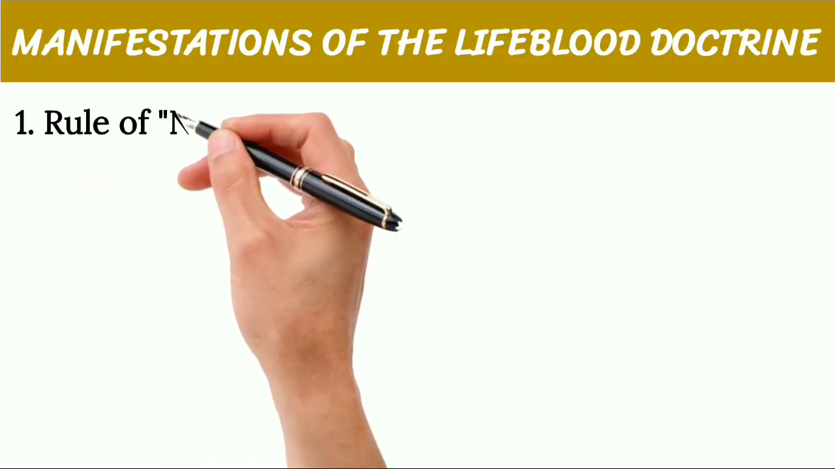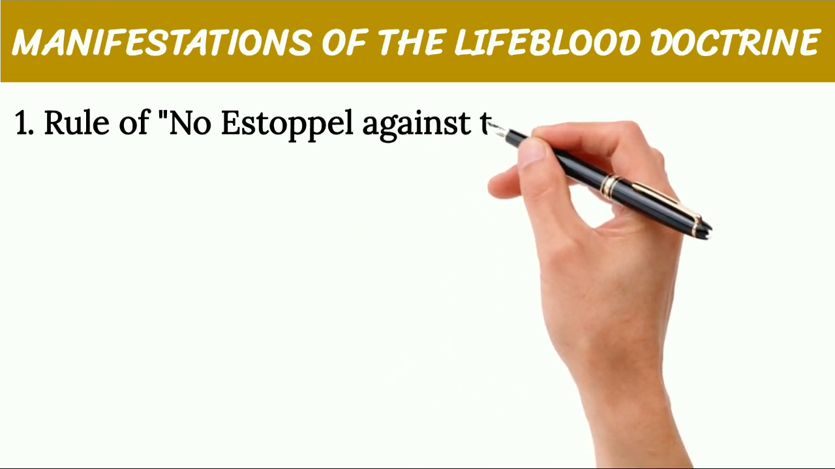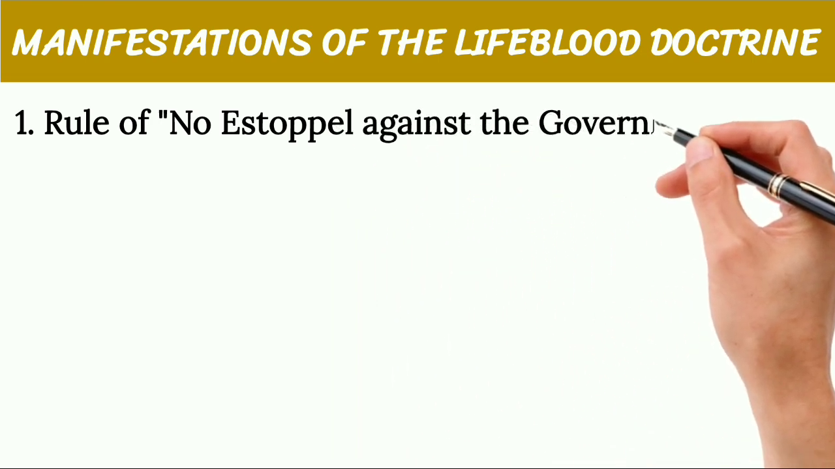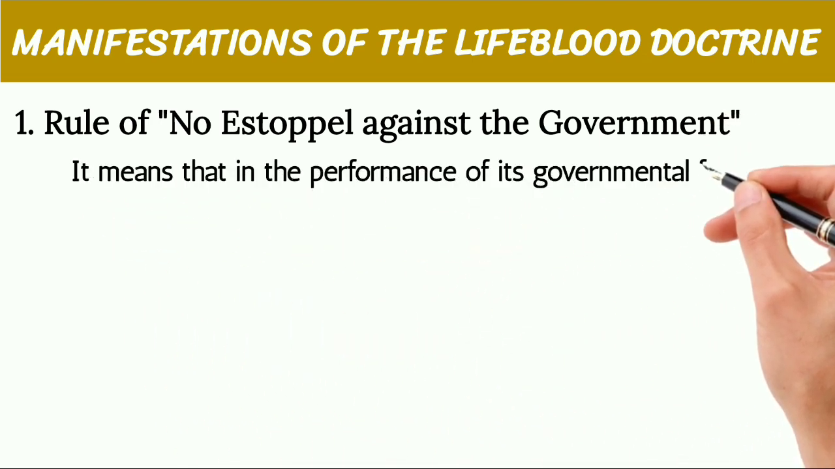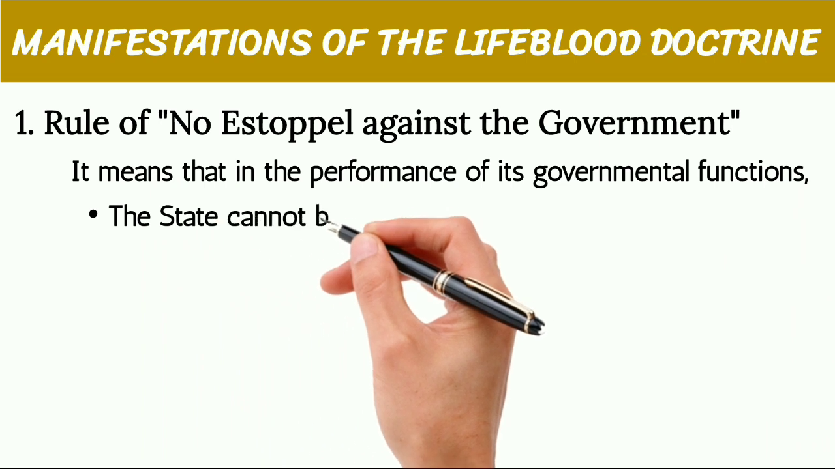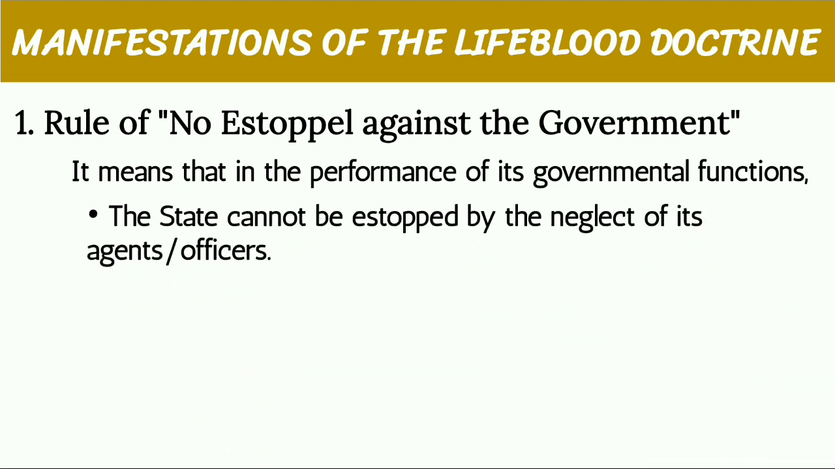The first manifestation of the Lifeblood Doctrine is the rule of no estoppel, or estoppel against the government. It means that in the performance of its governmental functions, the state cannot be estopped by the neglect of its agents or officers. So the Philippine government is not subject to estoppel. If ever nagkamali ang government employee, it does not bind the government.